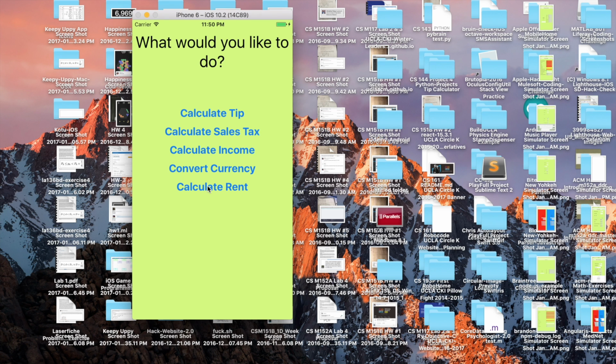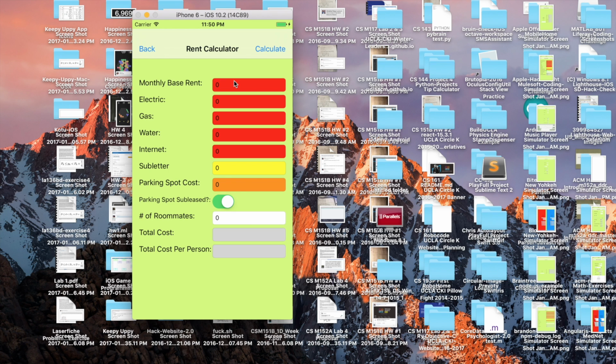And the last feature that I included was calculating rent. Some of the things to start off with are the monthly base rent for everyone in your apartment. In my case, it's like $2,200 a month. Electric, let's say about $50. Gas, $50. We don't have to pay for water. Internet, $50. Parking spot, it's about $120, but it's sublease. So this is actually something that gets subtracted from the amount you have to pay per month. And I have 2 roommates, so let's see how much I have to pay there.